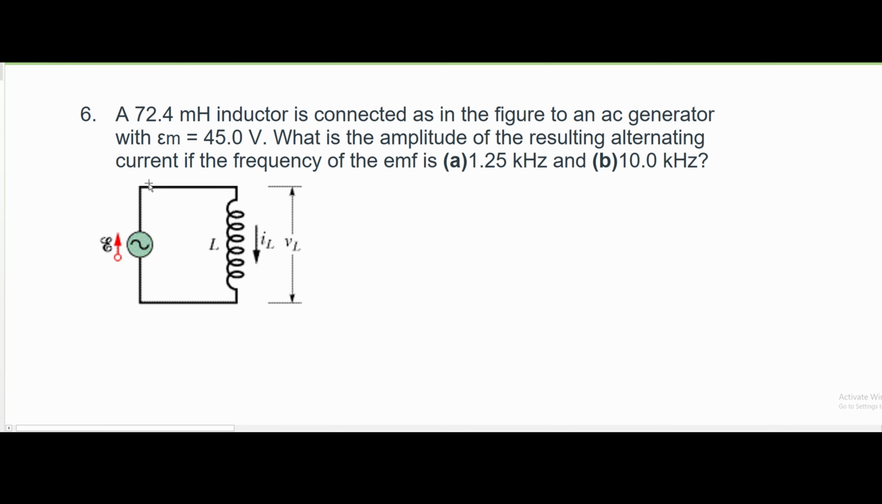For number 6, we are told that a 72.4 millihenry inductor is connected as in the figure to an AC generator with alternating EMF 45 volts. We're asked, what is the amplitude of the resulting alternating current if the frequency of the EMF is A, 1.25 kilohertz, and B, 10 kilohertz?